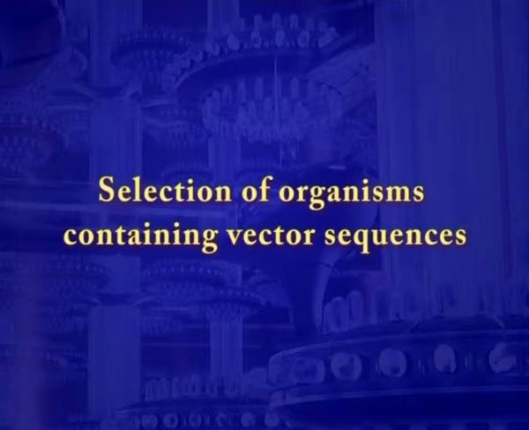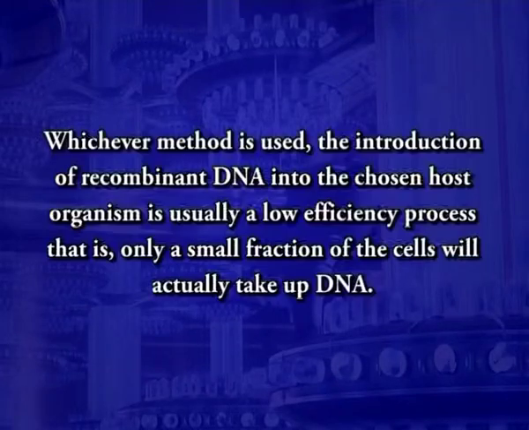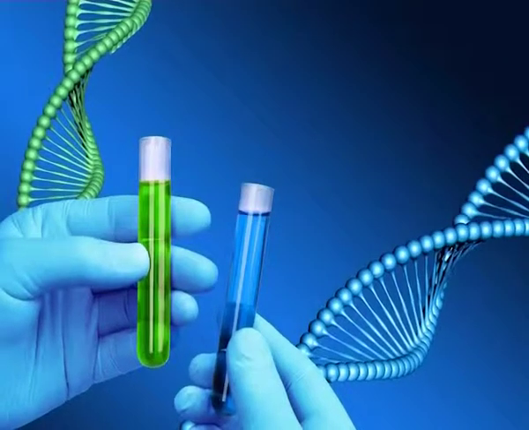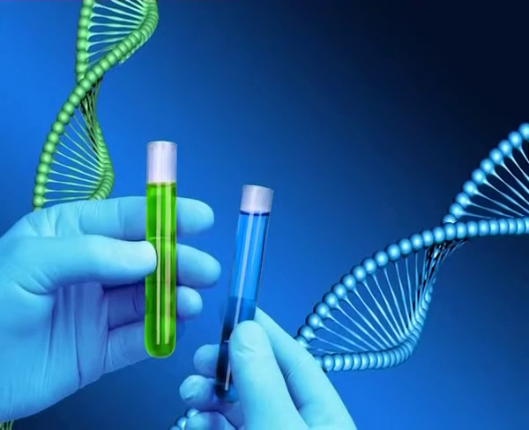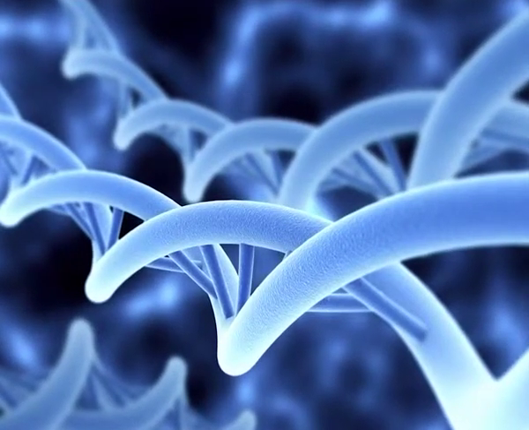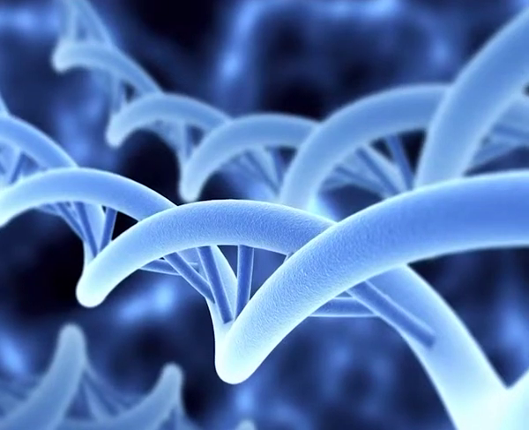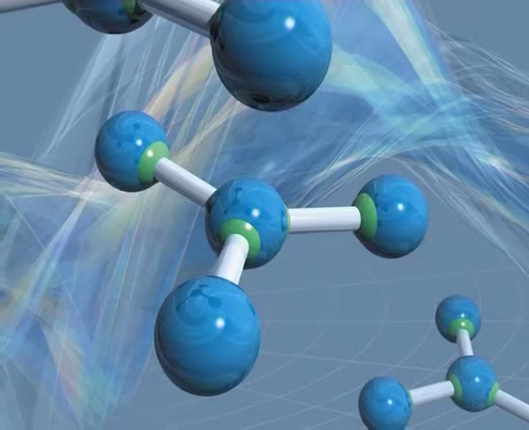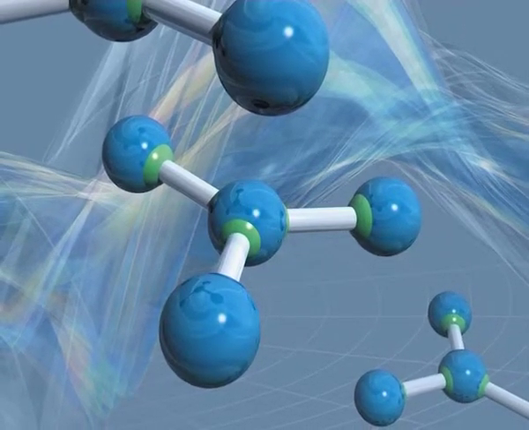Selection of organisms containing vector sequence. Whichever method is used, the introduction of recombinant DNA into the chosen host organism is usually a low efficiency process. That is, only a small fraction of the cells will actually take up DNA. Experimental scientists deal with this issue through a step of artificial genetic selection, in which cells that have not taken up DNA are selectively killed, and only those cells that can actively replicate DNA containing the selectable marker gene encoded by the vector are able to survive.